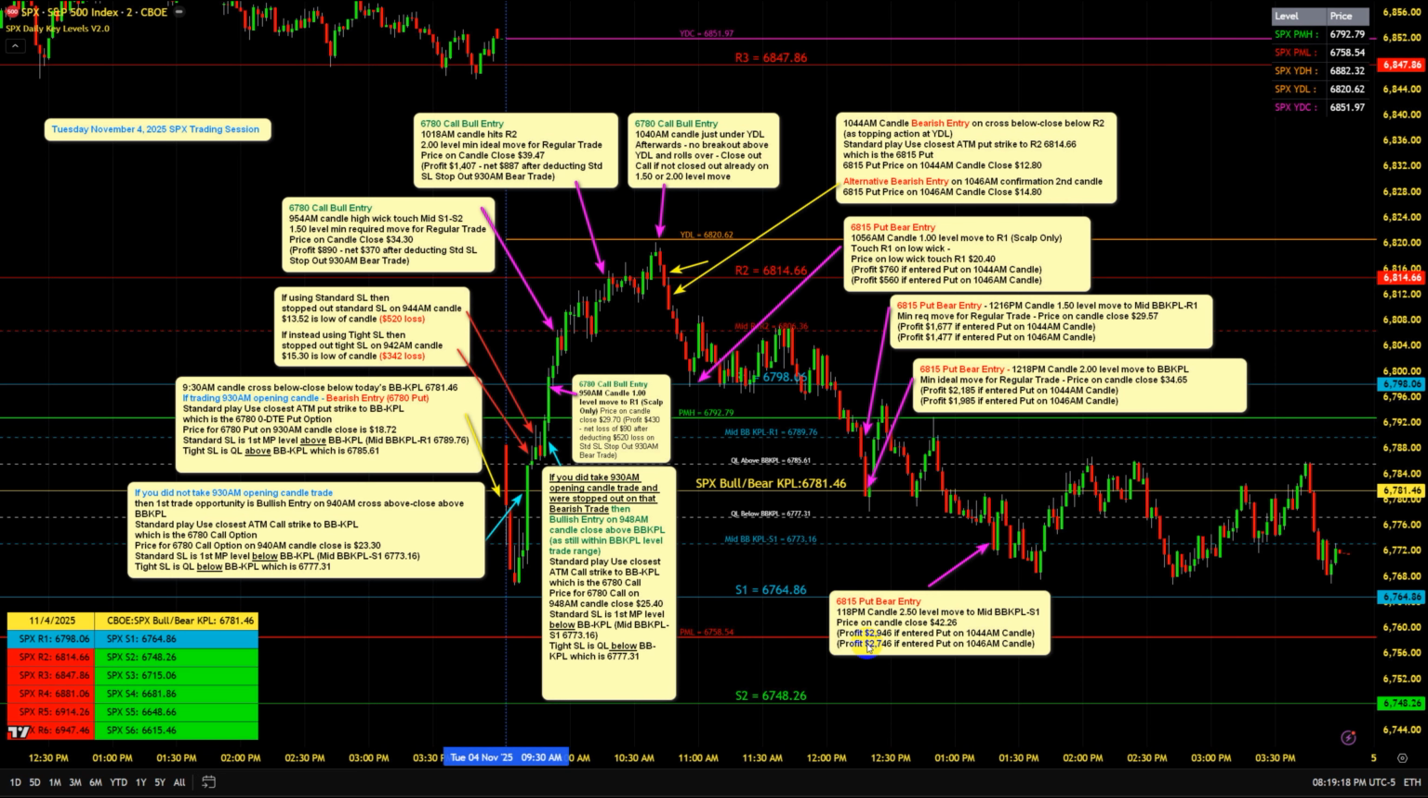Remember, all of these are based on one contract. So if you're normally the type of trader that's trading 3 contracts, then you would multiply either the loss or the profit by 3 if you're trading 3 contracts. If you're trading 2 contracts, you would multiply this loss or profit by 2. If you're trading 10, then you would multiply it by 10.